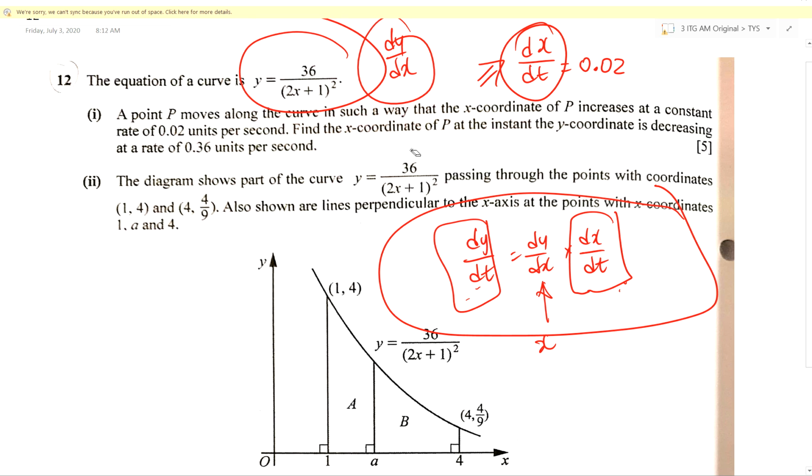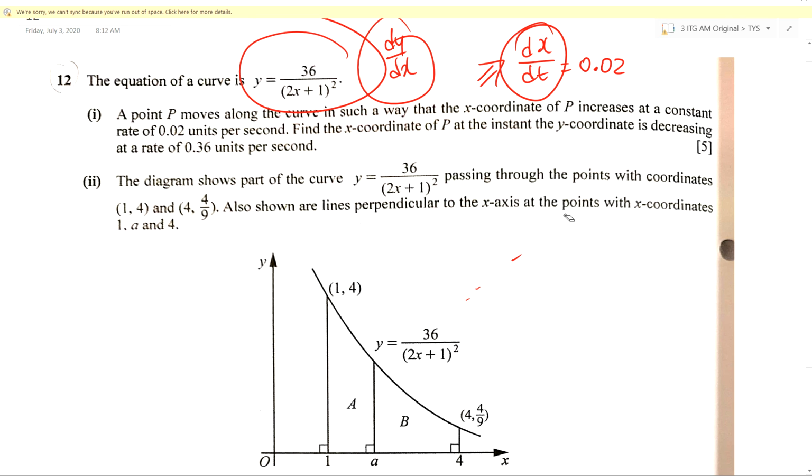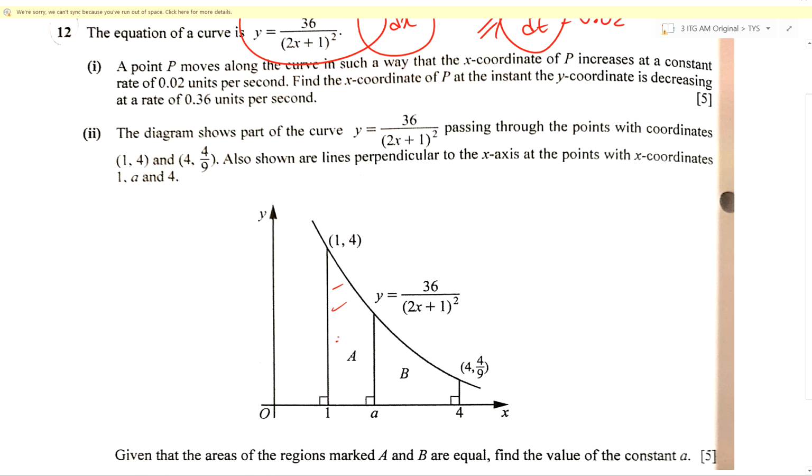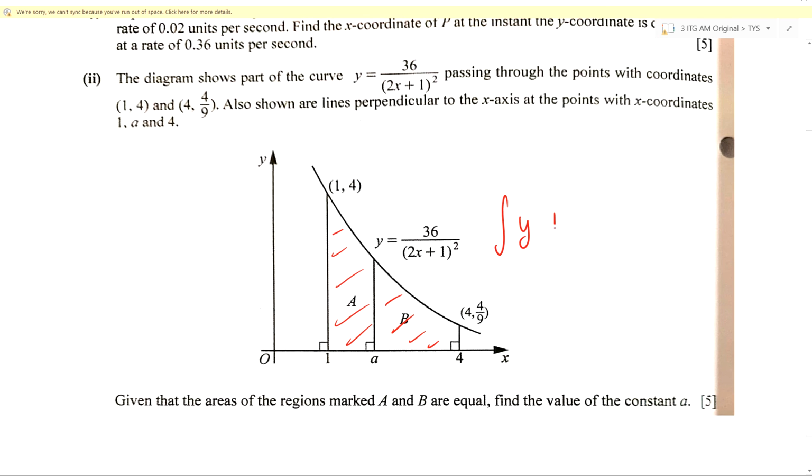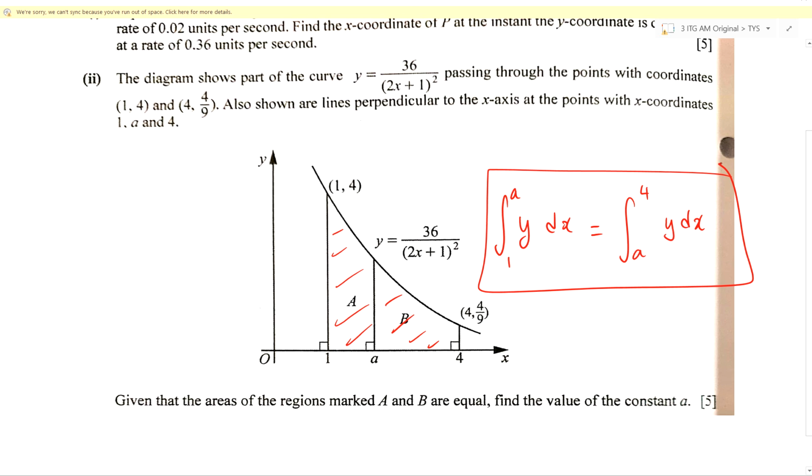For part 2, they are telling us that the area for A equals the area for B. This one is direct, it's straightforward. So integrate y with respect to x from 1 to a. This will be equal to integrating from a to 4 y dx. Okay, by doing so, you will only have one equation, one unknown, a, solved.